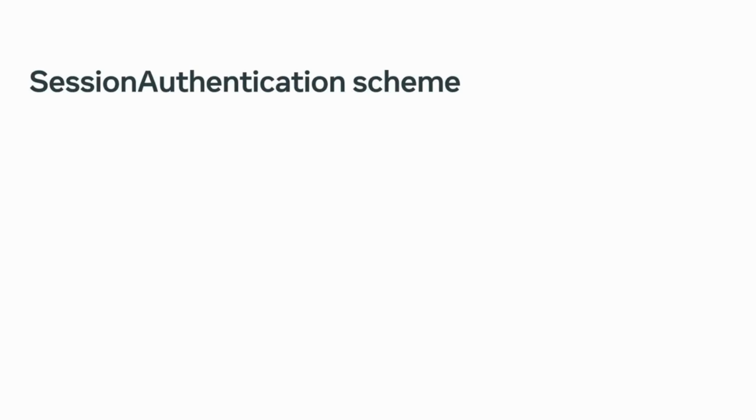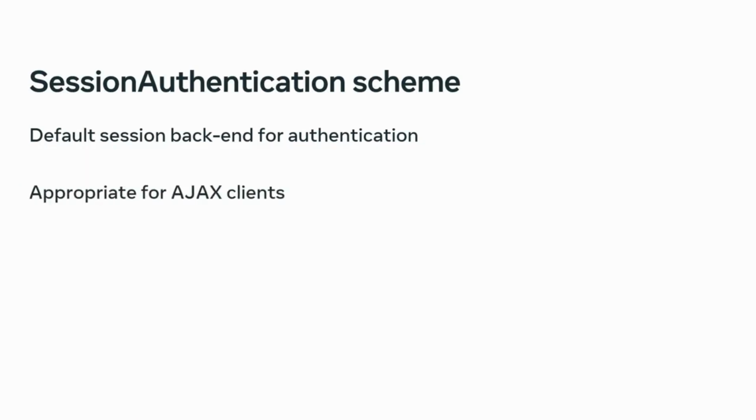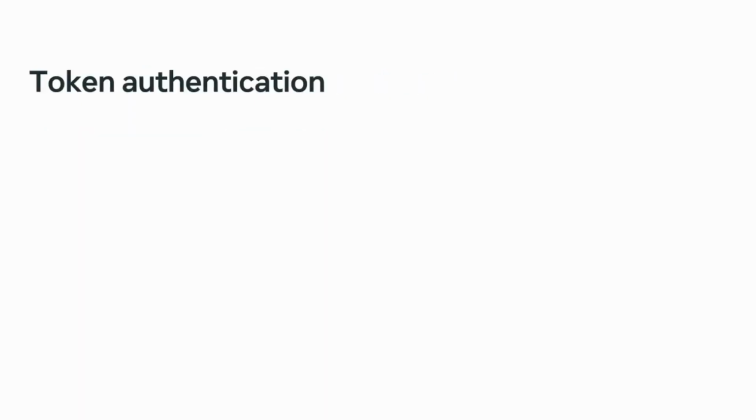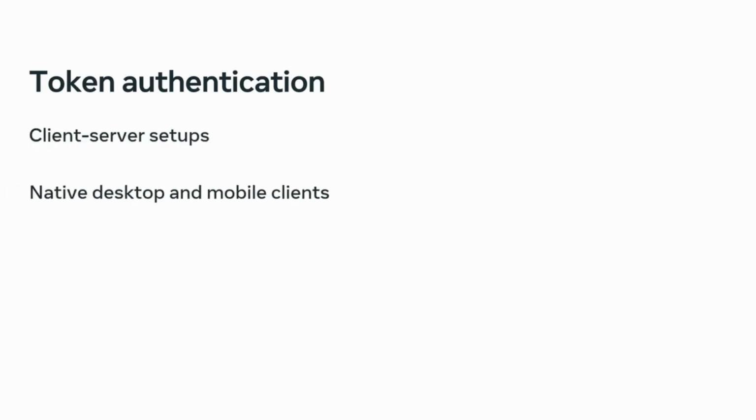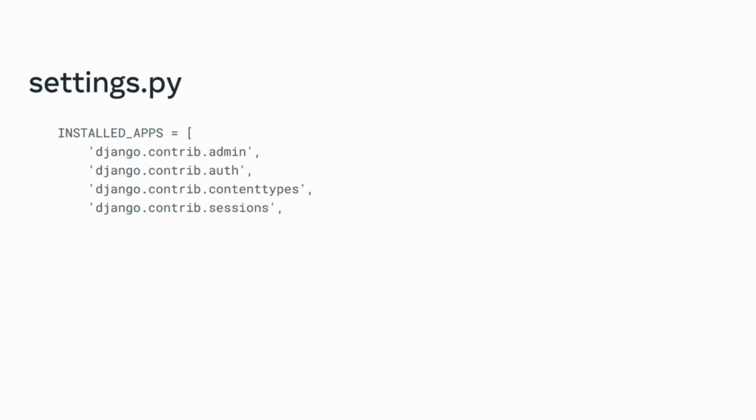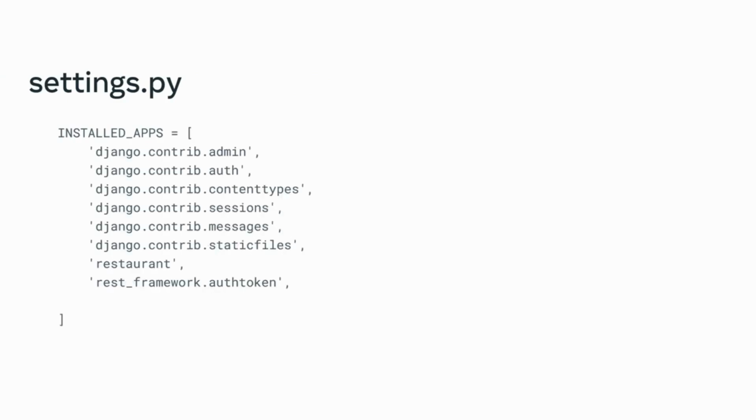The session authentication scheme uses Django's default session backend for authentication. Session authentication is appropriate for AJAX clients that are running in the same session context as your website. Finally, token authentication is appropriate for client-server setups, such as native desktop and mobile clients. To use token authentication, start by adding rest_framework.authtoken in the INSTALLED_APPS list in the settings.py file and run the migrate command. This will create the necessary table structure to hold the generated tokens.